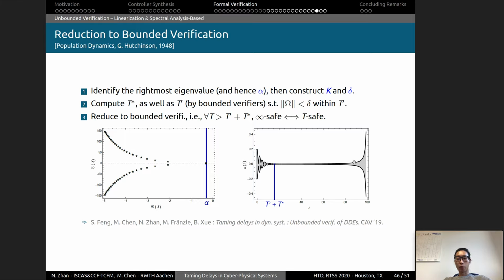as an over approximation of the reachable set. As you can see, after some time, it diverges fast. So this over approximation cannot be used for the unbounded verification of DDEs. But it still helps us to find the time threshold T prime such that the entire reachable set is contained in the basin of attraction delta.